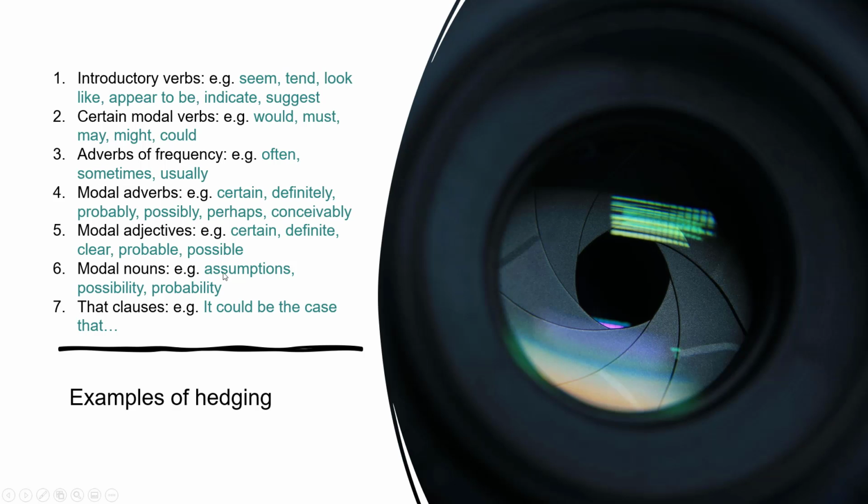And then we also have some modal nouns: assumptions, possibility, probability. So we can say that it's a probability, right, that this is the case. Then we're saying that it's likely, but we don't know for sure. And the last one, "it could be the case that". So these are words that you can use if you want to signal to your reader that this isn't something I'm 100% sure of. Academic writing is about presenting facts and information, but it's not always that we know everything for certain. We might need to be a bit more cautious.